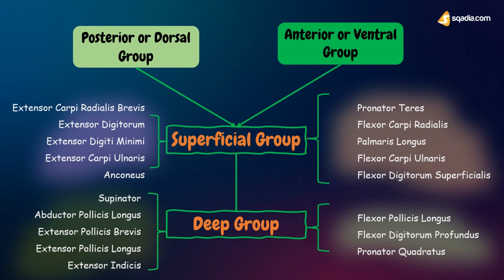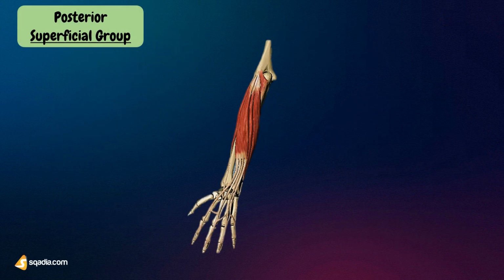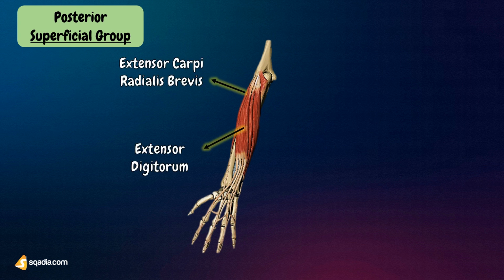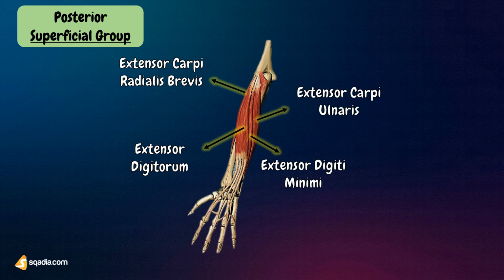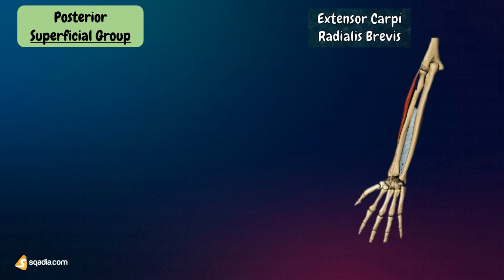Moving on to the posterior compartment of the forearm. The muscles here are divided into superficial and deep groups, just like the anterior compartment of the forearm. Let us look at the superficial group of muscles. The superficial group consists of extensor carpi radialis brevis, extensor digitorum, extensor digiti minimi, extensor carpi ulnaris, and anconeus, which is also considered to be a muscle of the posterior compartment of the arm. As you can see, these muscles are closely packed.